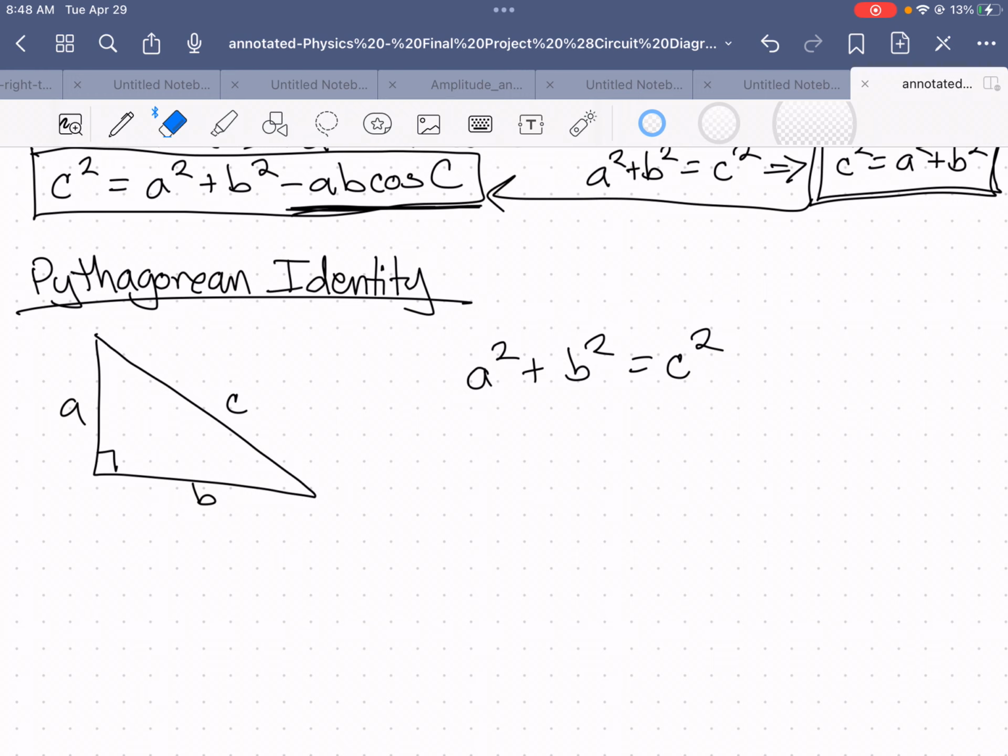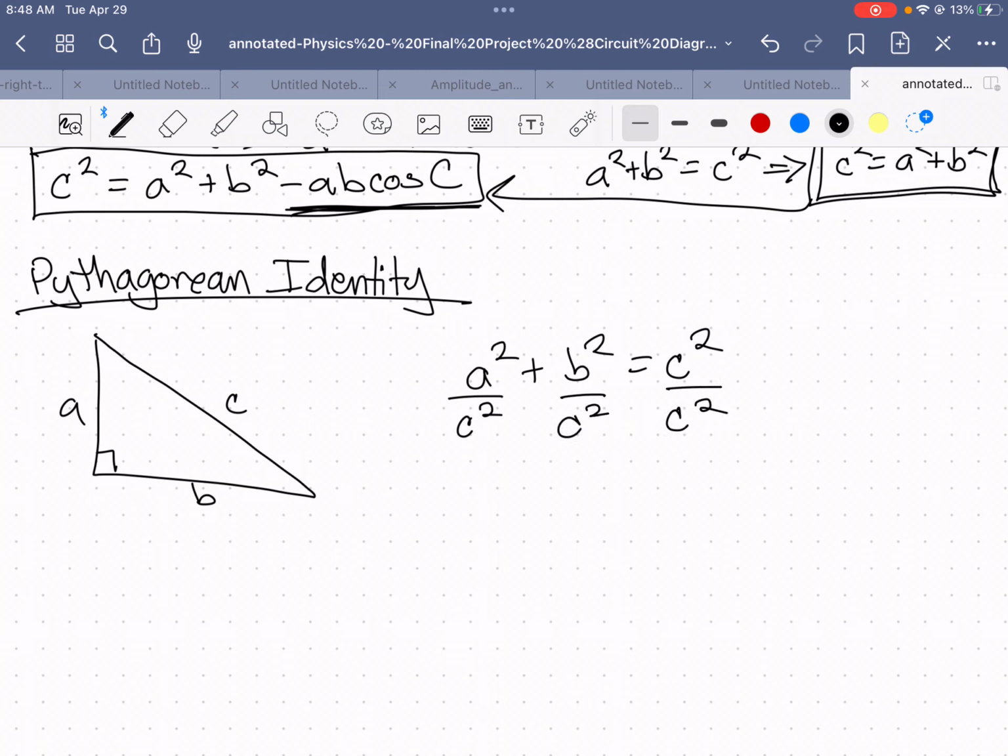Let's see. Okay, I'm actually going to do this a different way first. Let's just divide everything by c squared in this equation. Trying to decide what order to do this proof in, because I haven't done it in a little while. So if we do this, we're going to get a over c squared plus b over c squared equals 1. You see that? It's just a rewriting of the Pythagorean theorem.